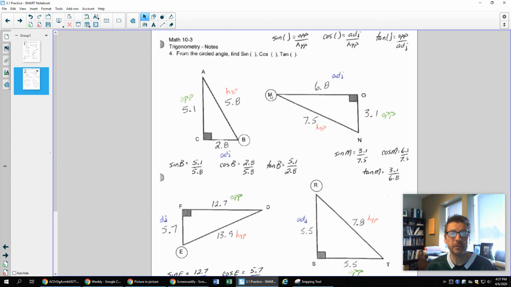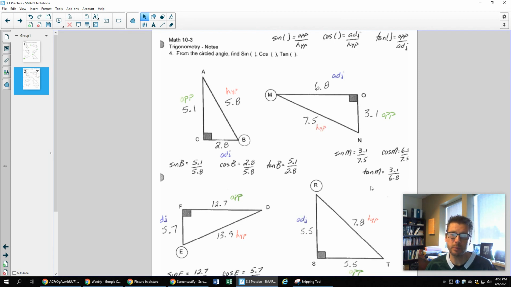With M, the first thing I need to know is where's my hypotenuse? 7.5 is my hypotenuse. The opposite side of M is 3.1, and the adjacent side to M is 6.8. Once I have those three sides, I can write my three ratios. Sine of angle M equals the ratio 3.1 divided by 7.5. Cosine of angle M, adjacent over hypotenuse, says 6.8. It got cut off by the photocopier, but it's 6.8 over 7.5.